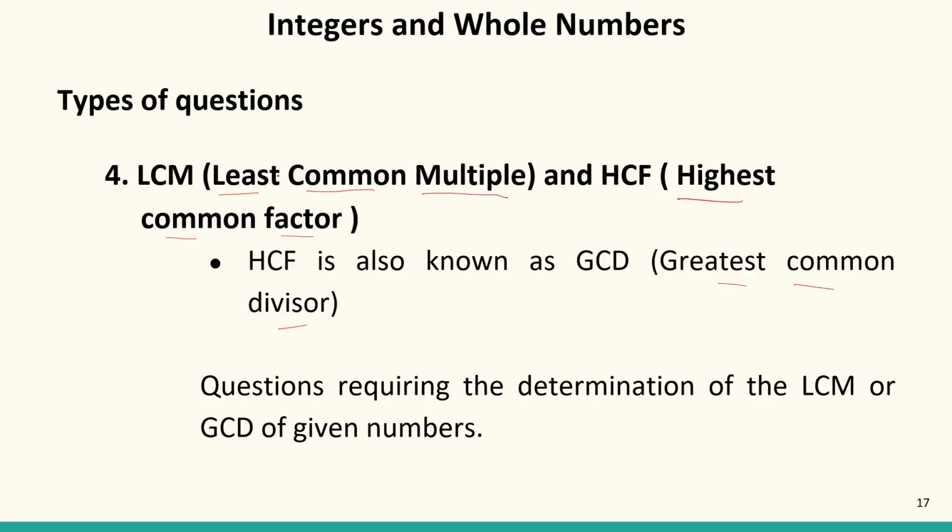We also did a problem on LCM and HCF. HCF is known as highest common factor, and LCM is also known as least common multiple. HCF is also known as GCD, that is greatest common divisor.